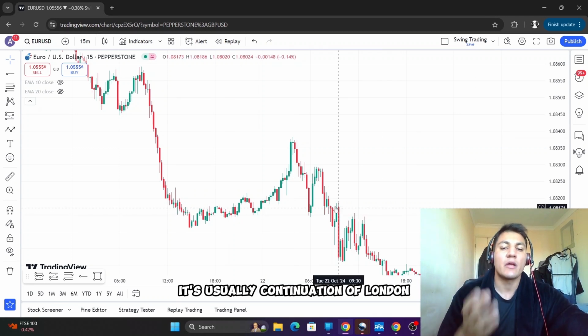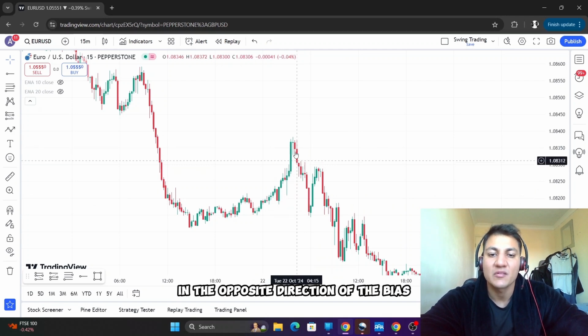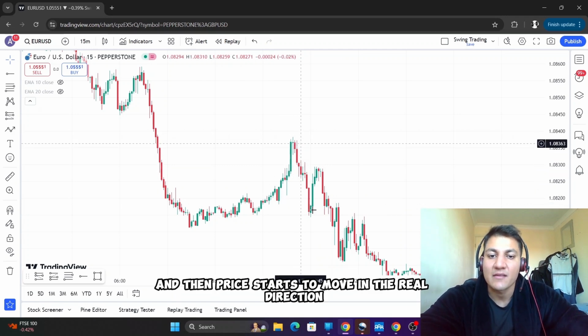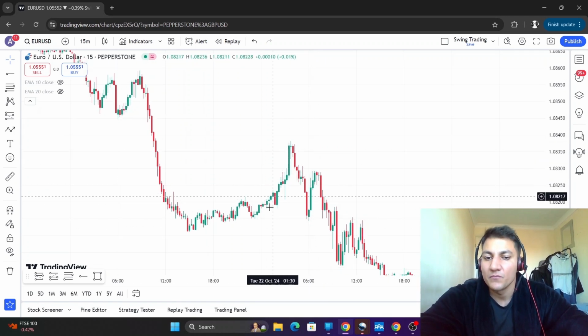If you trade New York, it's usually a continuation of London. If you trade London, there's always a fake move in the opposite direction of the bias. There's always a fake move in the opposite direction of the bias, and then price starts to move in the real direction. And this fake move is essentially a liquidity sweep. And that's what it really is.